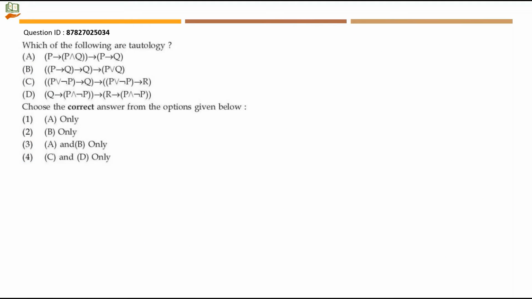Next question: which of the following are tautology? Tautology means when you take a truth table, the final result column should have 1 everywhere. So to check for tautology, we have only one option: you have to draw the truth table. On the whole, you can even simplify the expression. But at last, when you apply this in a truth table, it should end up with 1 in the final result column. Tautology is always true for every value of its propositional variables.